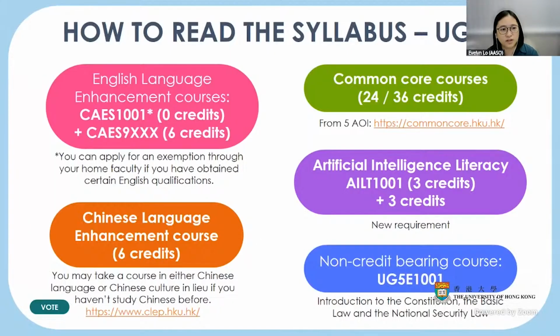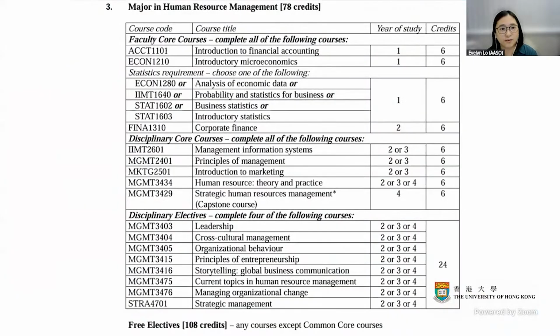Okay, and what does the UG5 look like? After UG5, you have to do one major, right? Choose one of the majors from the curriculum. This is the HRM major. It's a 78 credits major. And you see there's something called core courses, disciplinary electives, capstone courses, free electives.